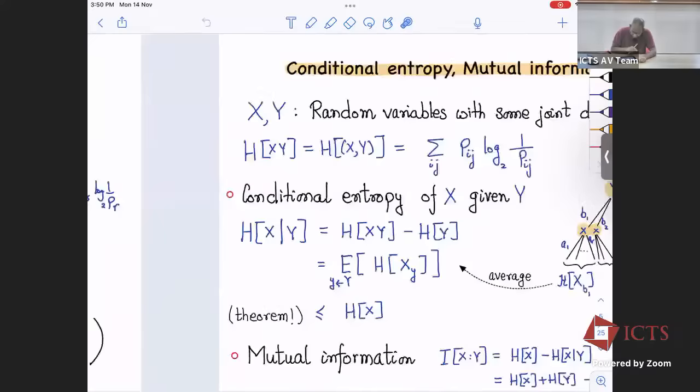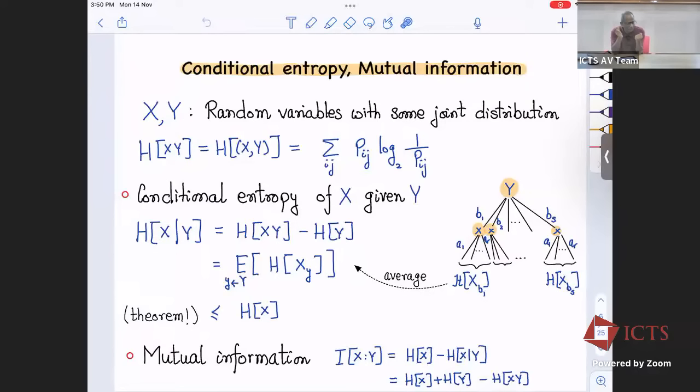Now if you have two random variables, X and Y, they may have some joint distribution. They need not be independent. For example, a person and the person's shirt color. In this case, they are obviously not independent, because once you know the person, you know the color of their shirt.